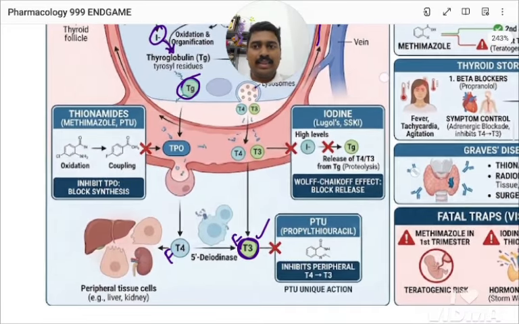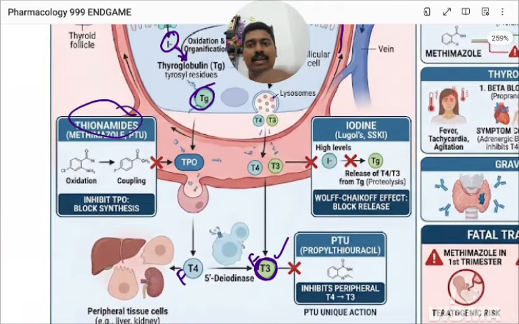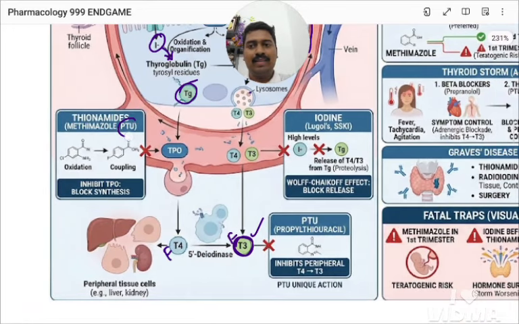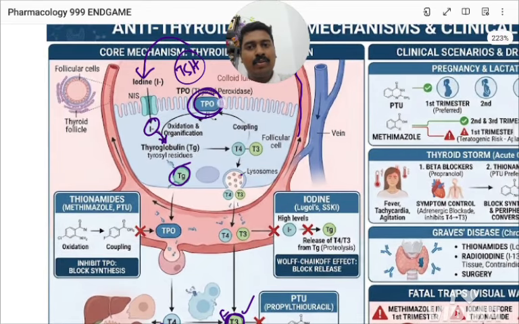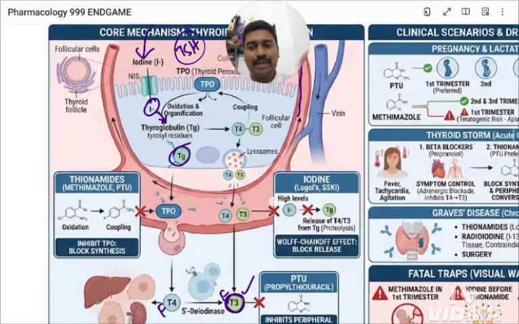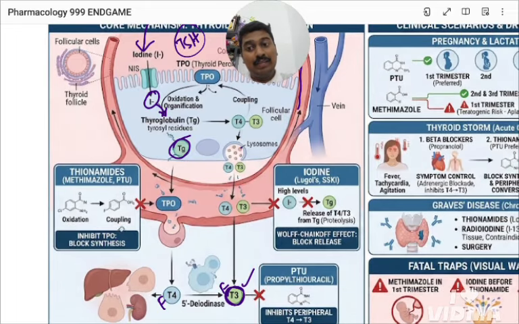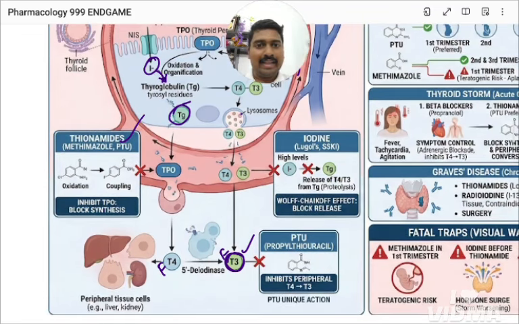Now these drugs act at which stage? There is some drug called thionamides. There are two basic drugs under this: one is propylthiouracil (PTU) and one more is methimazole. So where do these inhibit? They inhibit this thyroid peroxidase enzyme. You know that this thyroid peroxidase was responsible for oxidation, organification, and coupling. So basically whatever happens with iodine and thyroglobulin, this TPO enzyme is responsible. Inhibition of this TPO enzyme is by these two drugs, methimazole and PTU. So these are our main antithyroid drugs.